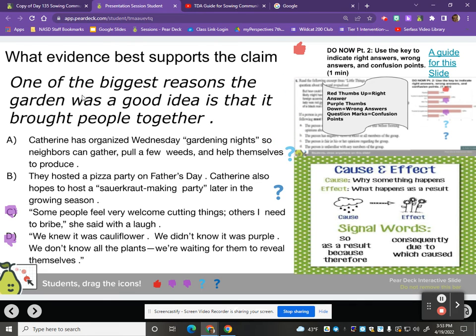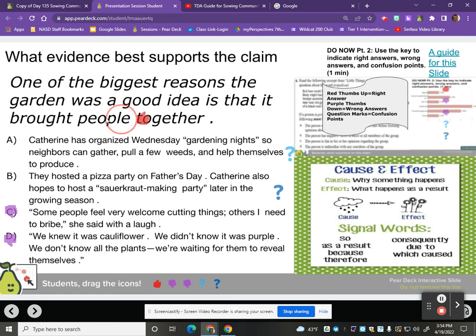If it's saying that the garden was a good idea, cause, and that one of the effects was that Catherine organized a gardening night so neighbors can gather, pull weeds, and help themselves to produce, that does bring people together. Same with hosting a pizza party for Father's Day and hoping to have a sauerkraut making party later in the growing season. It seems to me that both are bringing people together as a result of the garden.